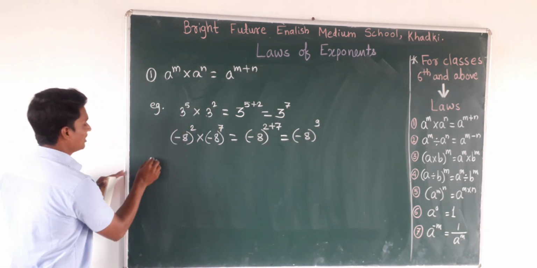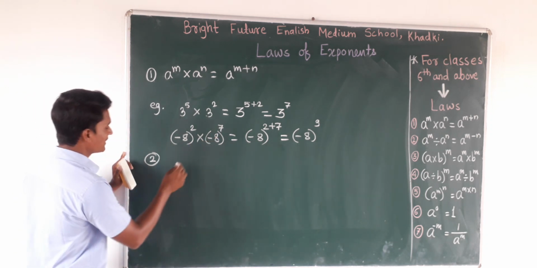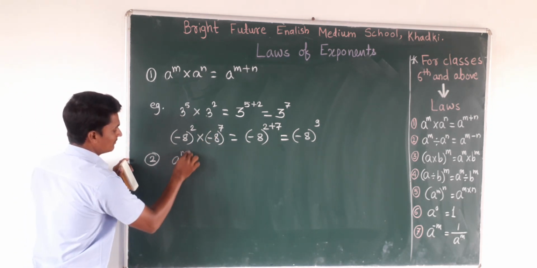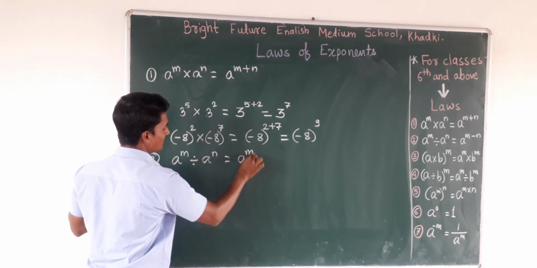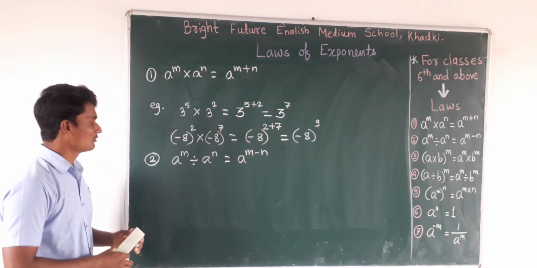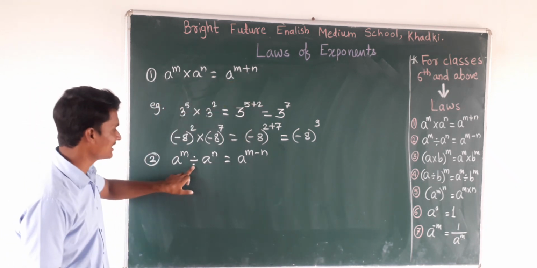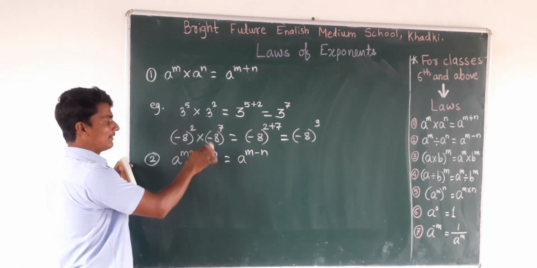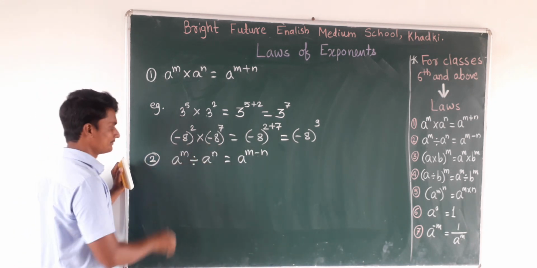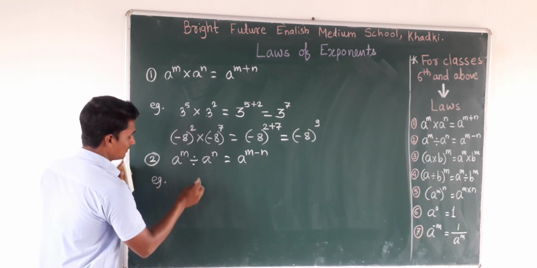Then we will start understanding the second law. The second law is that a raised to m divided by a raised to n is equal to a raised to m minus n. That means if multiplication is there, we have to add the power. If division is there, we have to subtract the power. That means base is same, different in power, subtract the power.